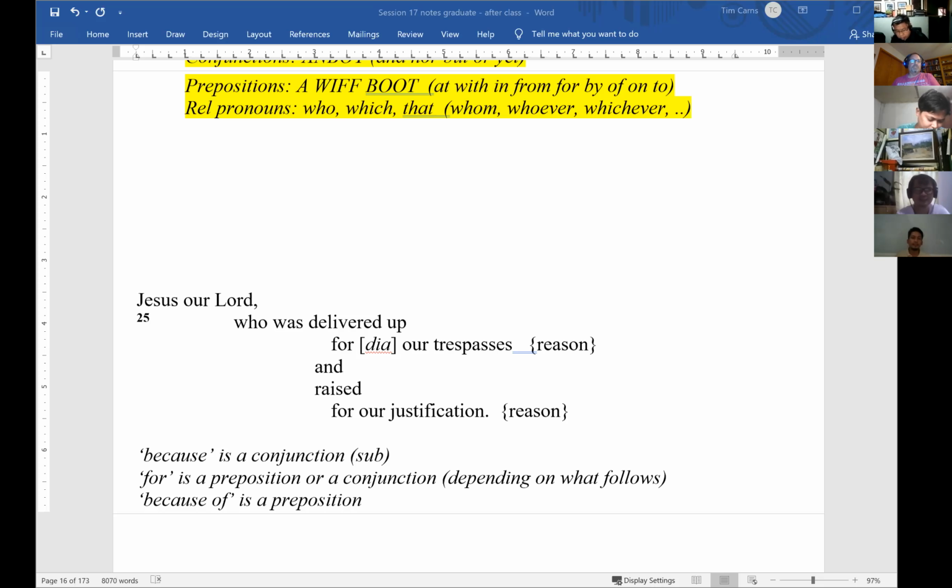And we know what prepositions do in English, and they do a similar thing in Greek. They introduce, they connect nouns. All right? So that can be helpful in understanding the translation.